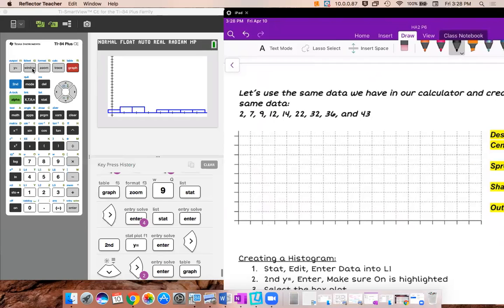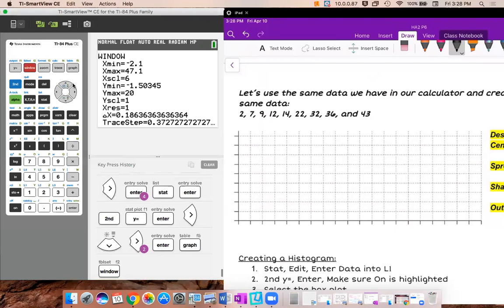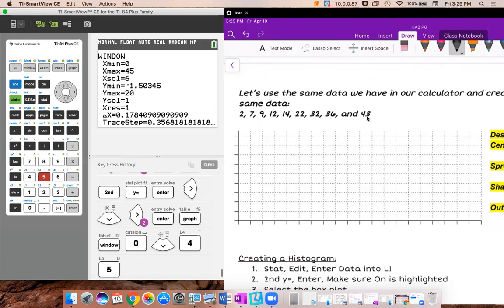So you're going to go to window. And then we want to change the X max and min right here. This is our lowest and highest. It looks like our lowest number was 2, so I'm going to change this to be 0. And then our highest number is 43, so we have to make it something that's at least 43. How about 45? So that this encompasses all of our data, highest to lowest. And then this X scale is what we want our bin widths to be, so this X scale is what we're going to change.